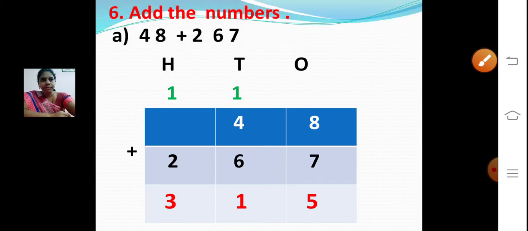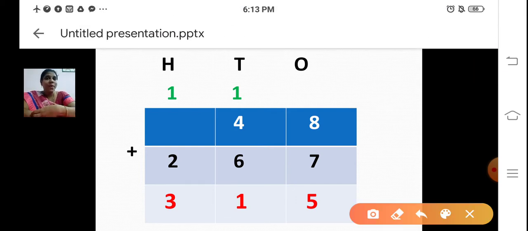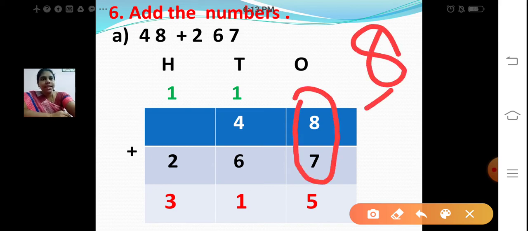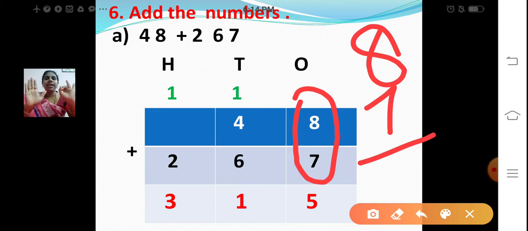So first we have to add the ones place. We are going to add these two numbers, 8 plus 7. 8 ones plus 7 ones. 8 in the mind, 7 on the fingers. After 8: 9, 10, 11, 12, 13, 14, 15. 15 ones. 15 is a 2-digit number, right?